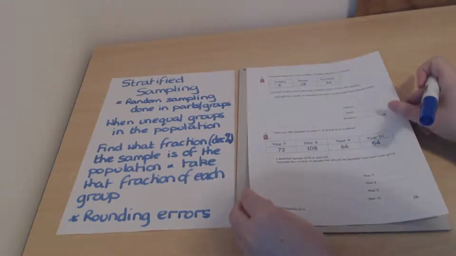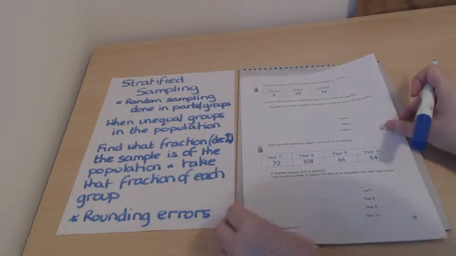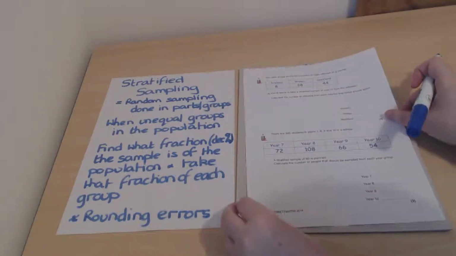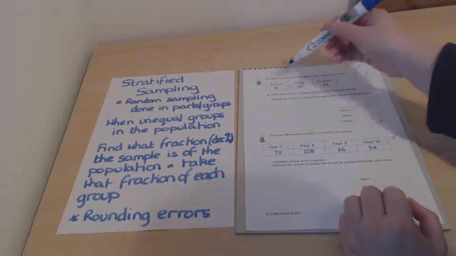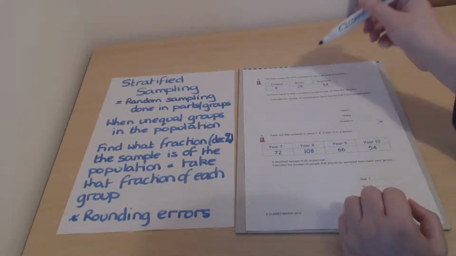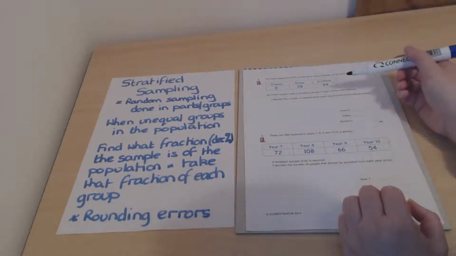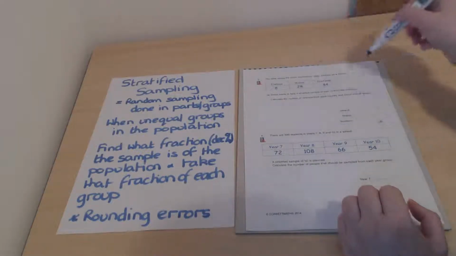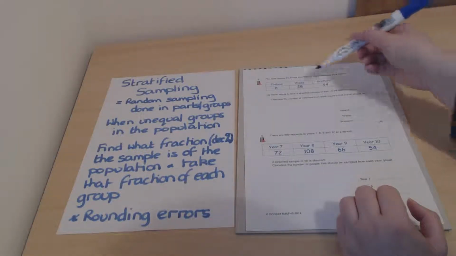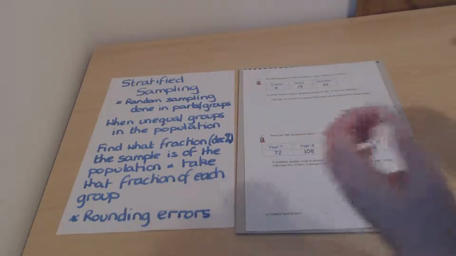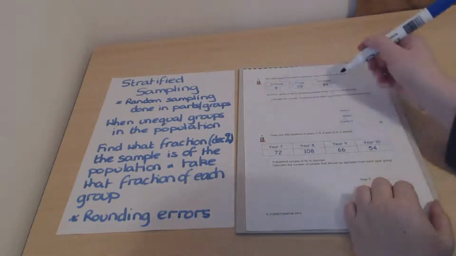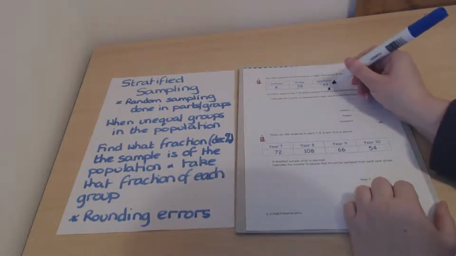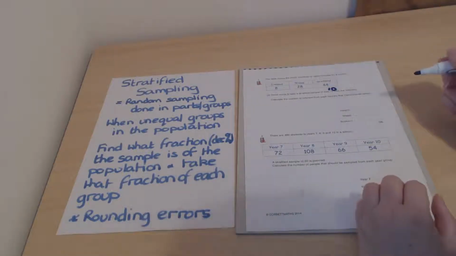Let's look at another 1 or 2 examples here. So at the top here we've got rugby referees. We've got Ireland with 8, Wales with 28 and Scotland with 44. So we've got different categories, different countries in this case, and they're not very even, so that's why we're doing stratified. It says that he wants to take a sample size of 10.